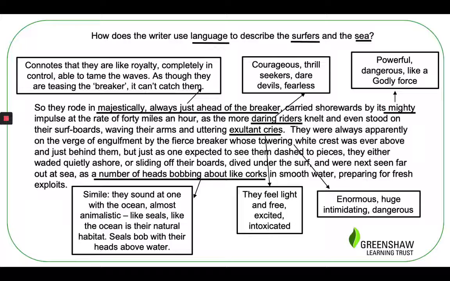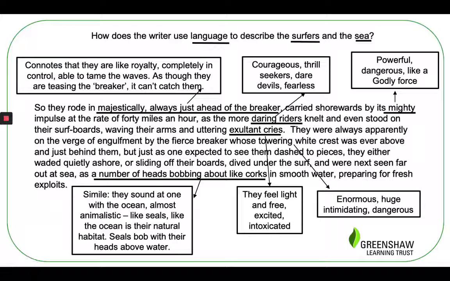Describing them as daring shows they're courageous, they're thrill seekers, they're daredevils, they're fearless. Their exultant cries show they're light and free and excited, almost intoxicated or drunk on the excitement and joy. This should be underlined, my mistake. Towering white waves. If something towers over you, it's enormous and intimidating, so the waves are menacing. And lastly, we have the simile here. Their heads are bobbing about like corks.